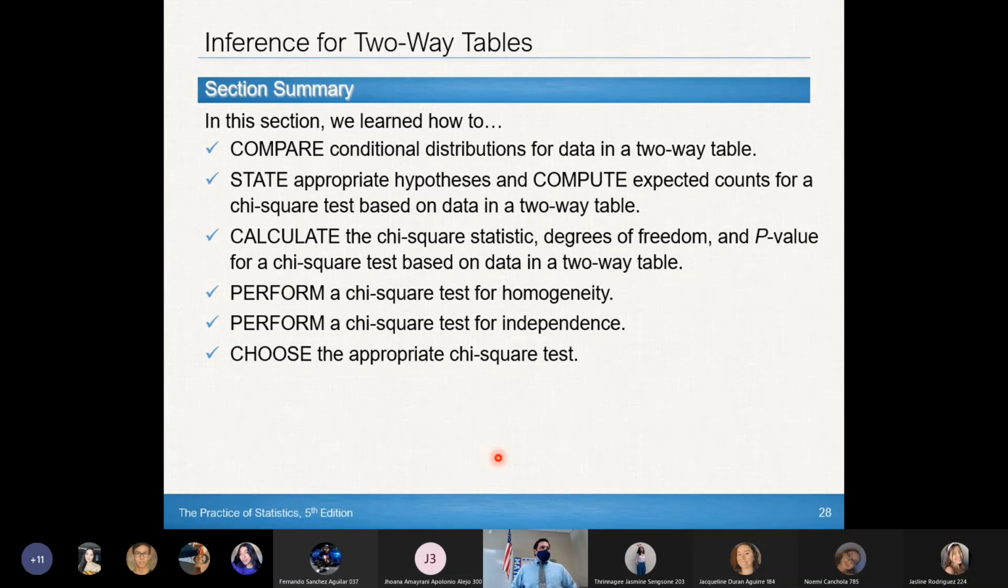I even saw something about the AP exam that if you're not entirely sure which test you're supposed to use, and you're supposed to state which inference method you're using, it's better to say that you're going to perform a chi-square test and leave it at that than to choose the wrong one. I'm not sure why that's the case, but that's what I've been told. So if you're not sure, just don't tell them which one you're doing.